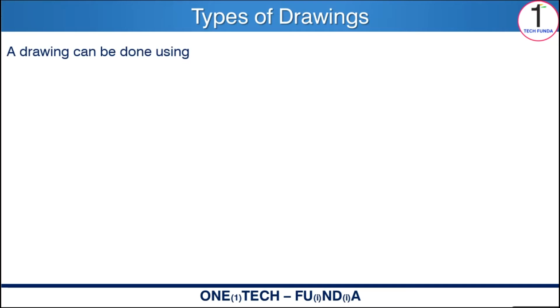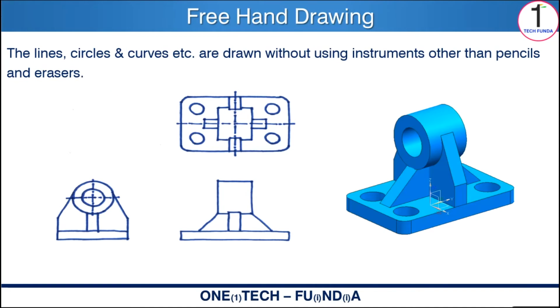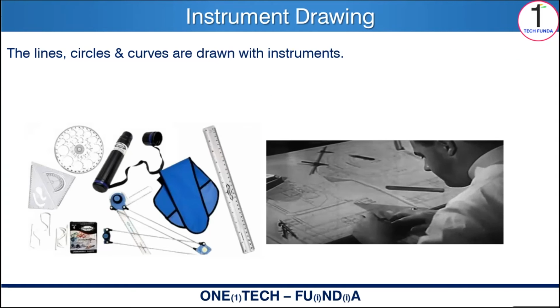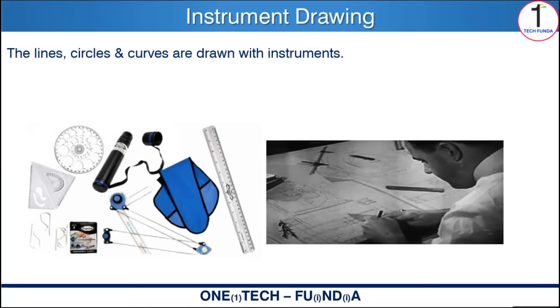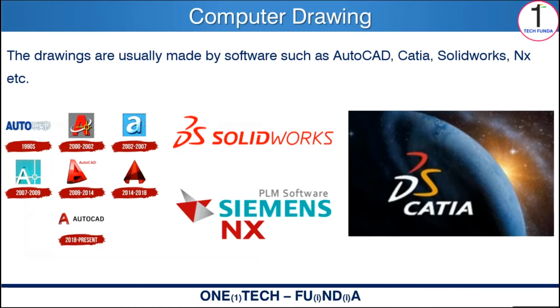A drawing can be done using freehand, instruments or computer software. In freehand drawing, the lines, circles and curves are drawn without using instruments other than pencils and eraser. In instrument drawing, the lines, circles and curves are drawn with instruments. In computer drawing, the drawings are usually made by software such as AutoCAD, CATIA, SolidWorks or NX.